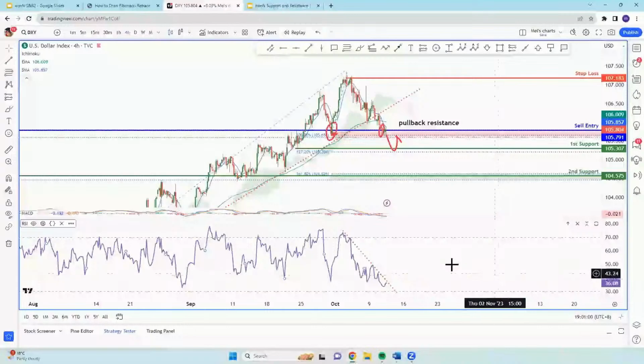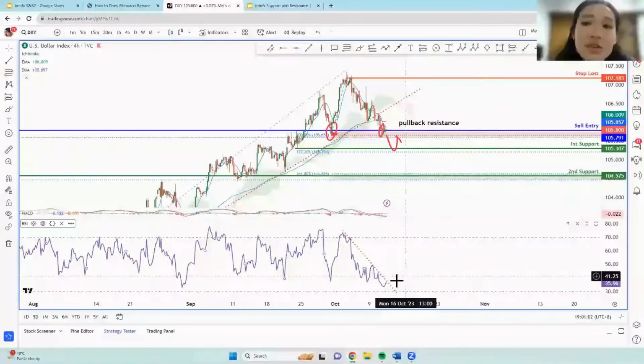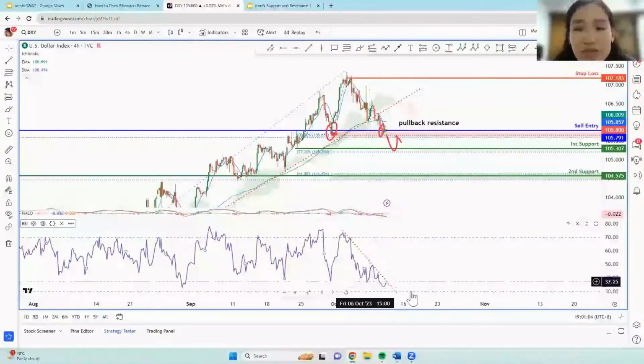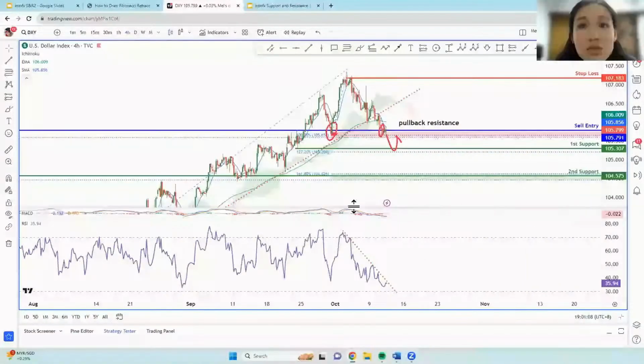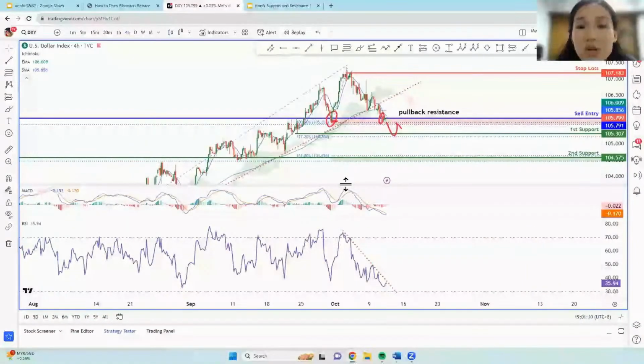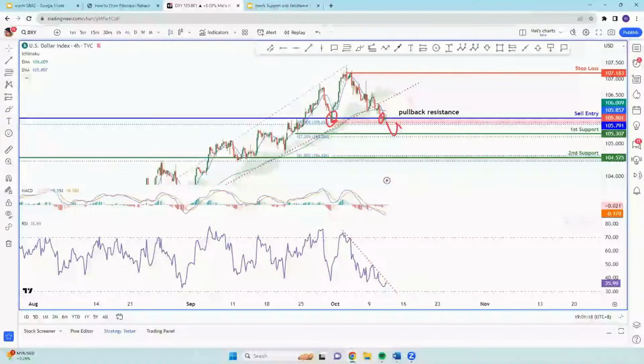Another way is by looking at divergences, but we have another webinar for that, so you can stay tuned. We'll go more in depth because I don't really have the time right now. But those are the 3 ways that you can use RSI.